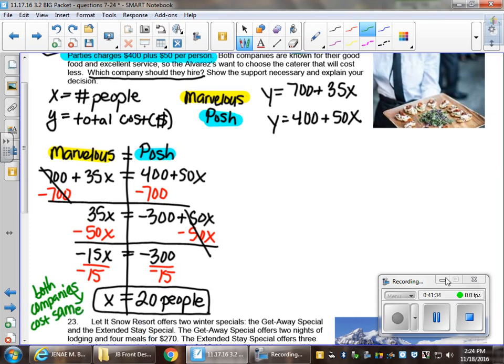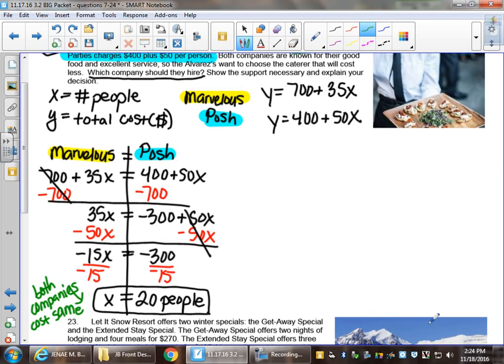Now that we know when they cost the same, we can give advice, because let's say they're not inviting exactly 20, then it will matter who they hire. Let's say they're like, well, 20, way too small. I want a bigger wedding. I would like to invite 100 people. So to give advice, let's assume 100 people. So we'll do Marvelous first.